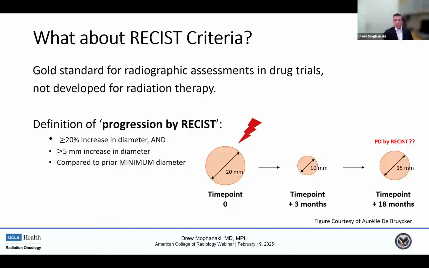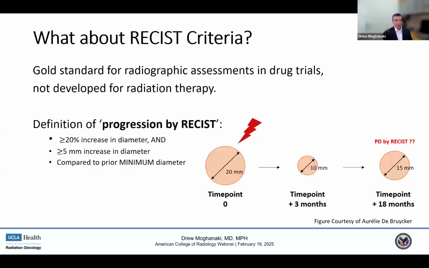So let's talk about another challenge, which is assessing the response to radiation therapy, whether SBRT or chemo-RT. RECIST is the gold standard for radiographic assessments in drug trials, but it was not developed for radiation therapy. And here is an example of what can happen when we use the progression by RECIST criteria. RECIST says that you have progression if you have an increase of 20% in diameter and at least a 5 millimeter increase in diameter compared to the minimum diameter.